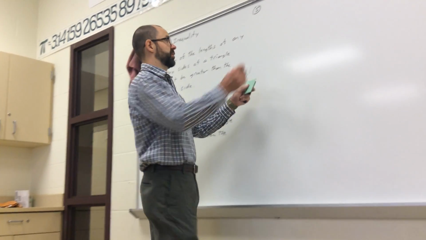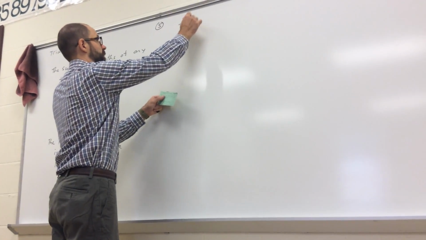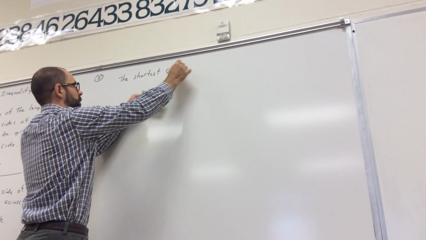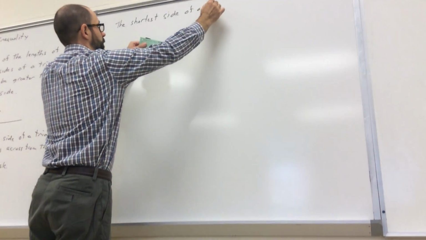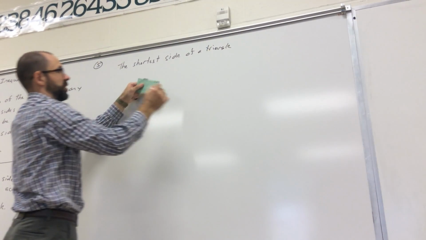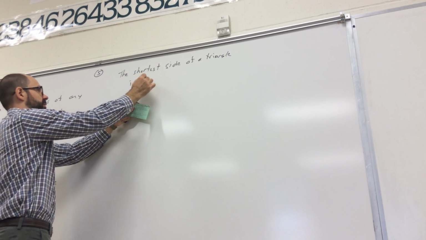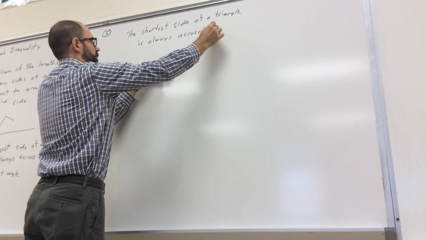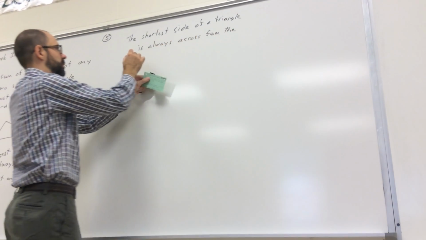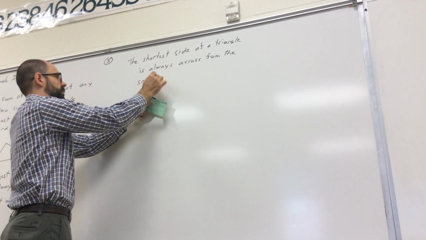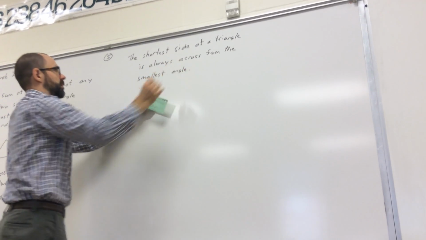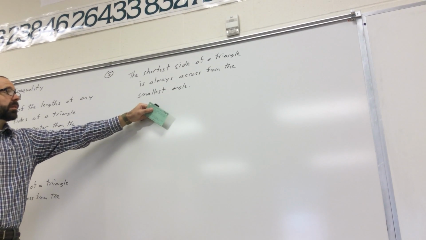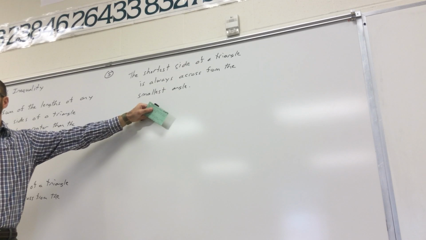And then also the shortest side of a triangle is always across from the smallest angle. Shortest side of a triangle is always across from the smallest angle.